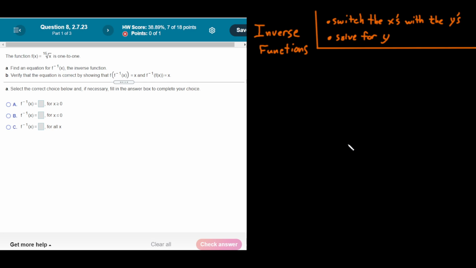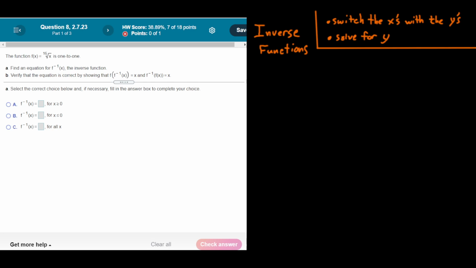It says verify that the equation is correct by showing that plugging in one function into the other. So you see this right here. We have f, and then the inverse of f is inside of the function f, right? You're basically plugging in your inverse. And remember what happens when you plug an inverse into its original function? You're going to get an x. So it's saying plug it in to make sure that they're both equal to x.